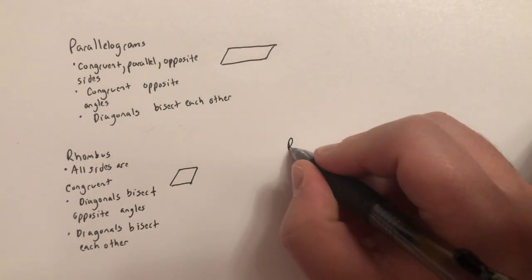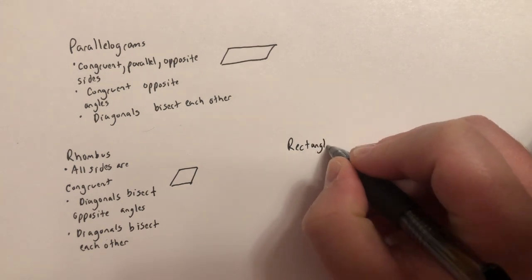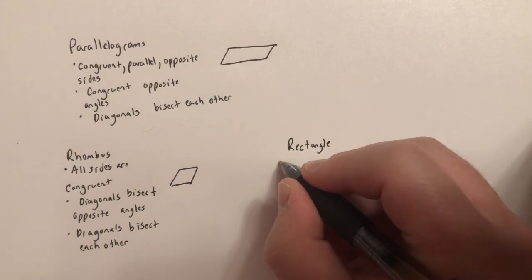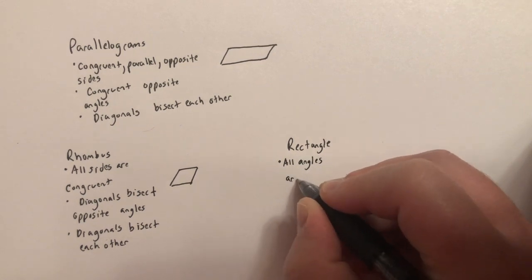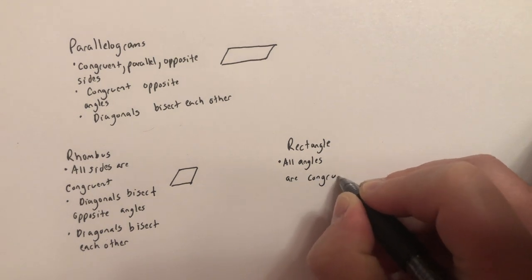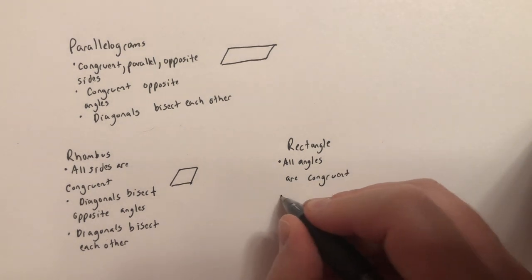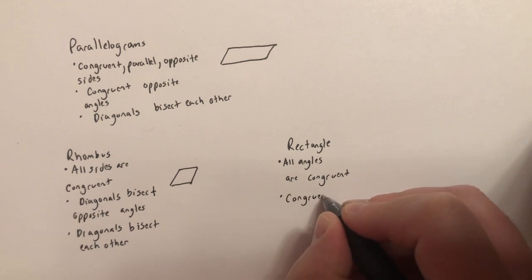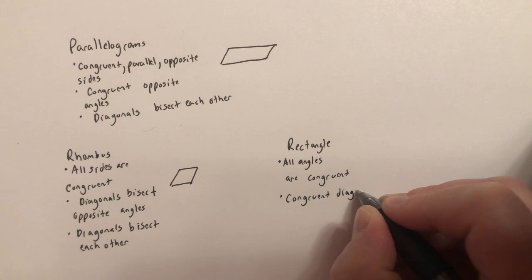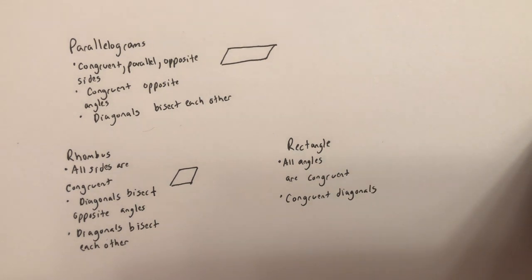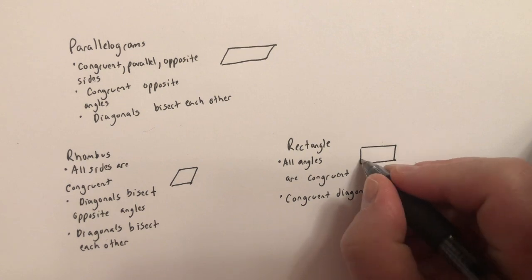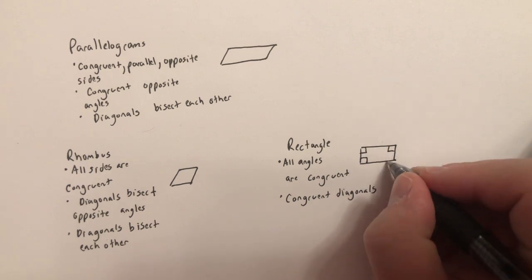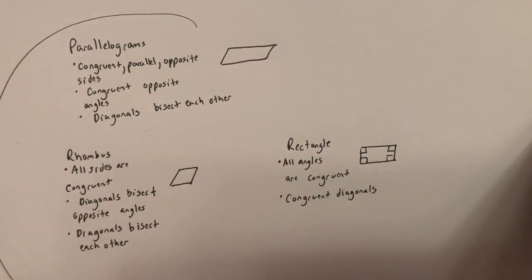A rectangle is another type of parallelogram where all angles are congruent and the diagonals are congruent. They look kind of like this. So these are all within the realm of parallelograms.